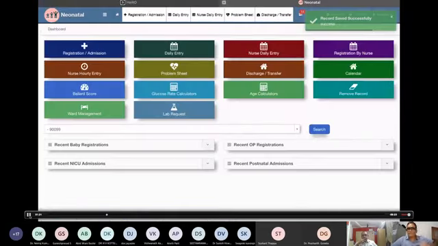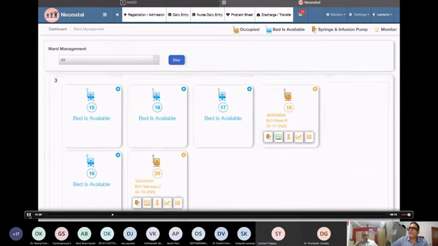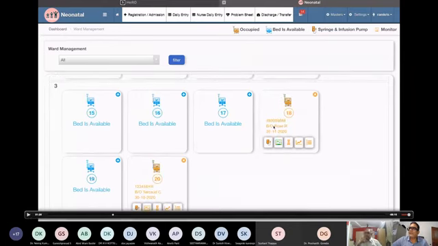And then, once you go to the ward management page, you can see that the baby has been admitted to bed number 18. So this is baby Rose, born yesterday, and you can already see the monitor symbol, which is green.